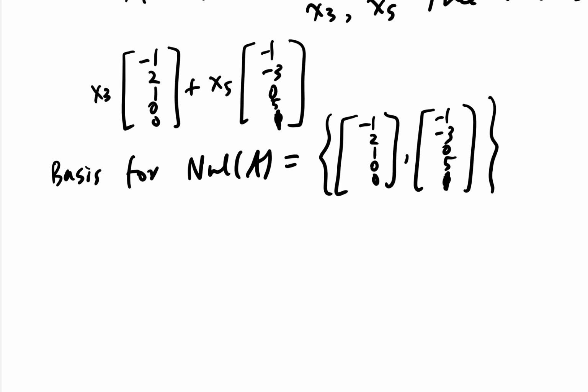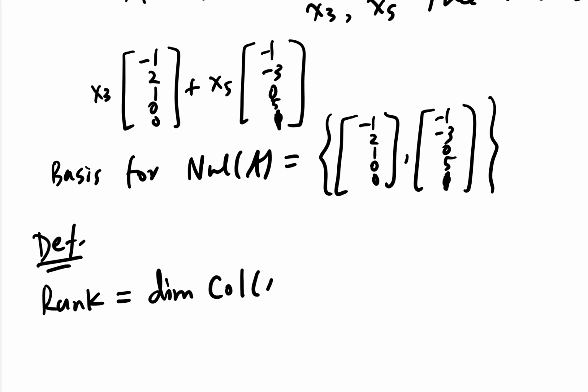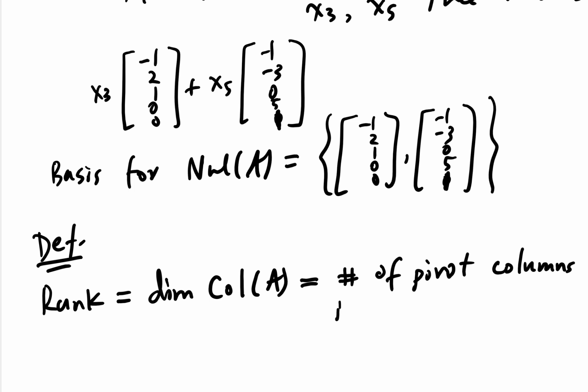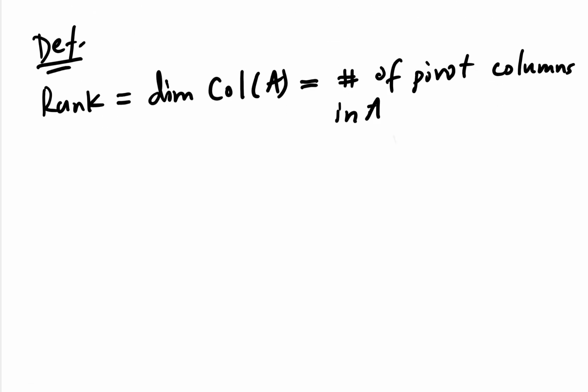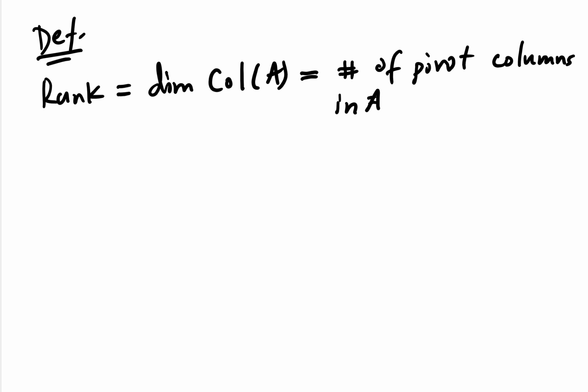So what is rank? Definition. What is a rank? The rank of matrix A is the dimension of the column space of A. And if you remember that, that's the number of pivot columns in A. So again, the dimension of the column space of A.